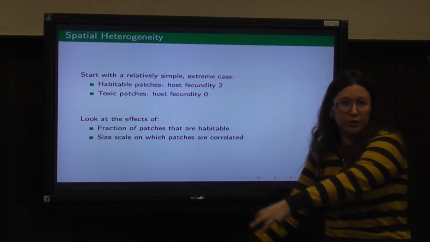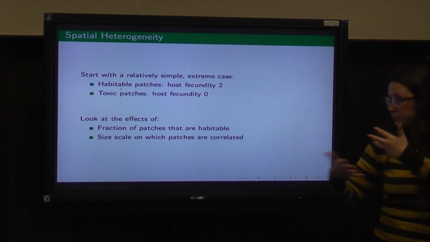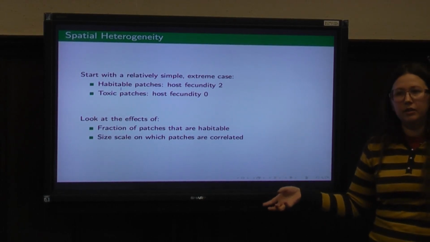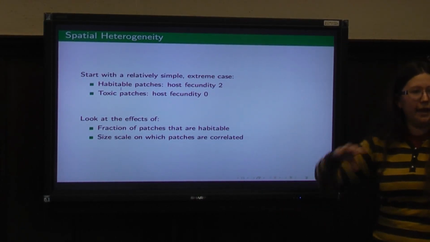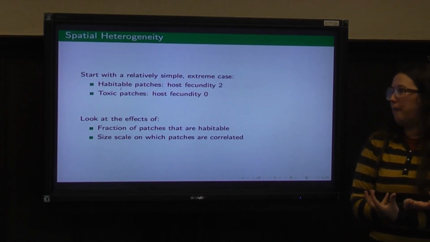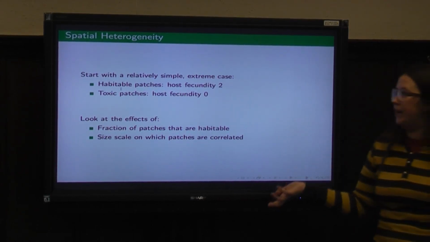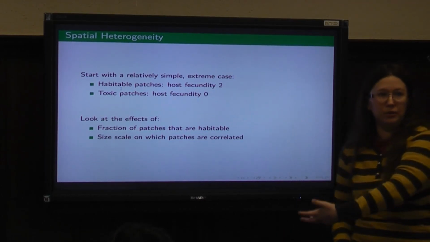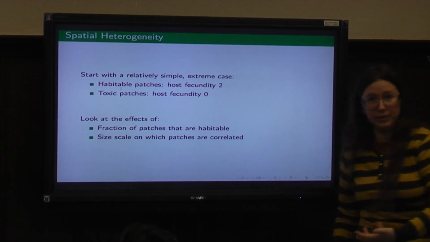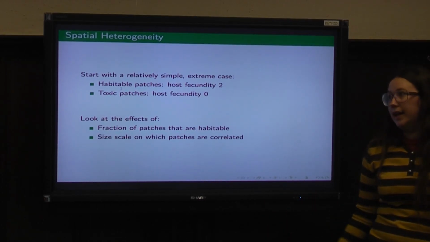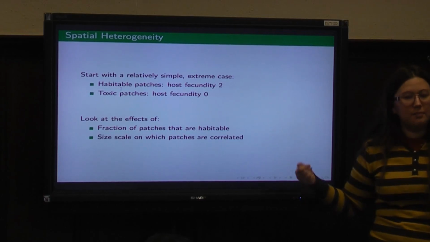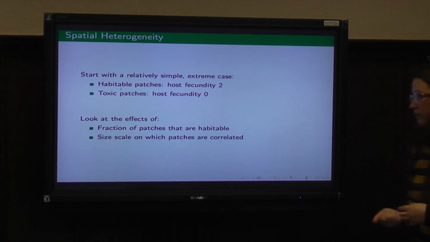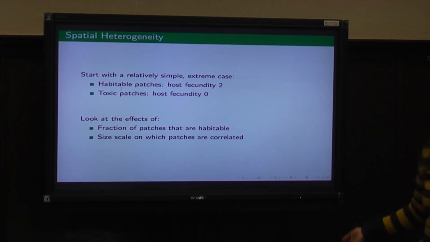Is it almost all good? Is it almost all bad stuff? And also, how are the patches correlated with their neighbors? What's the characteristic size of patches? If you've got an herbivorous insect host, you can imagine that a lot of plants have a typical spatial scale at which you'll see similar plants. So that could also make a difference to the dynamics of this system.